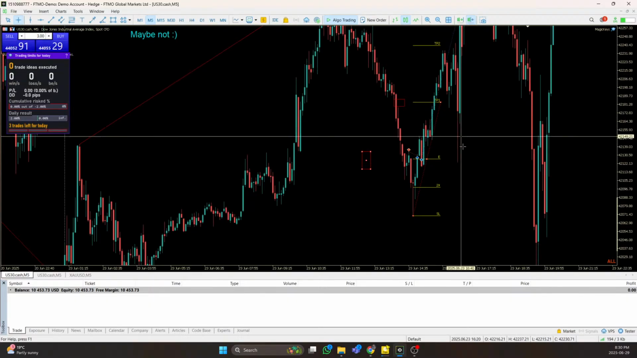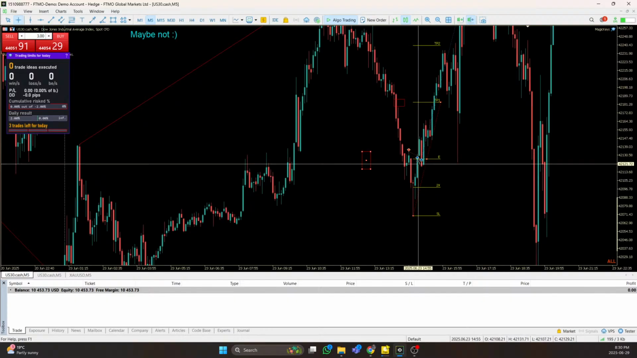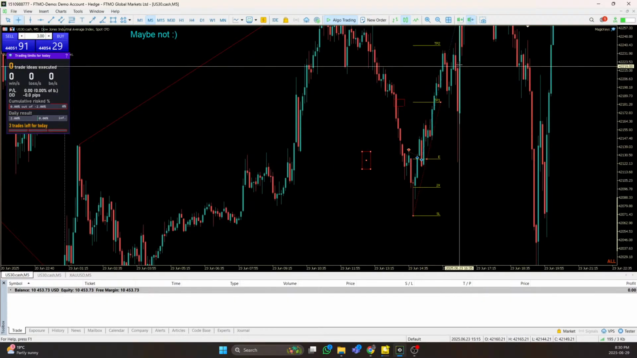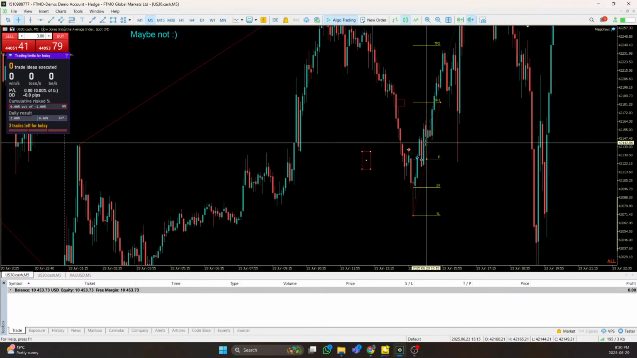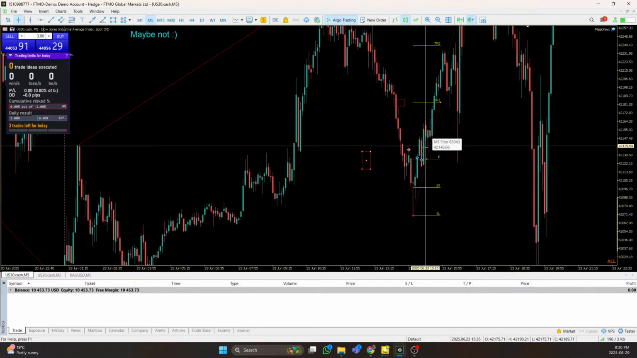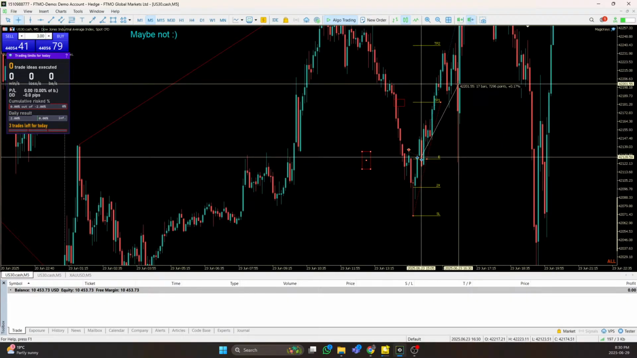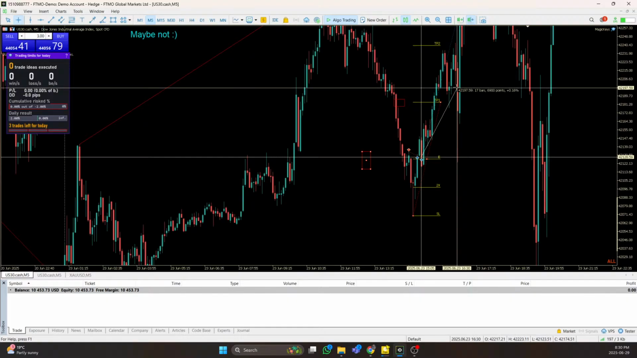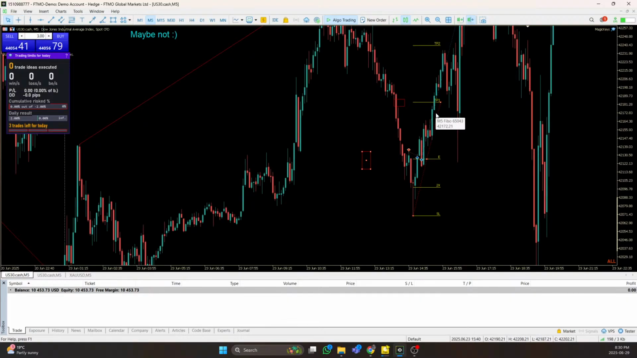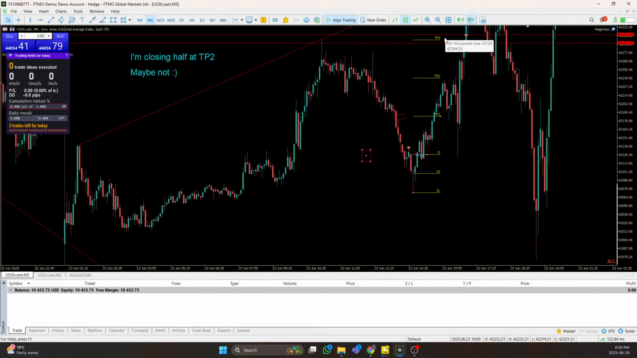There was a huge retracement. How many candles did it come back? Let's not count like that. It came back down 16 candles that it had gone up, but it hit my entry again and went up all the way, and I closed at TP3, which was really good.